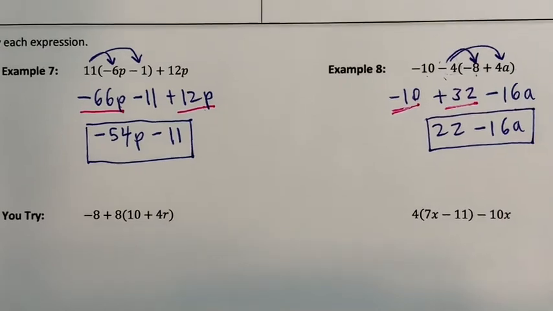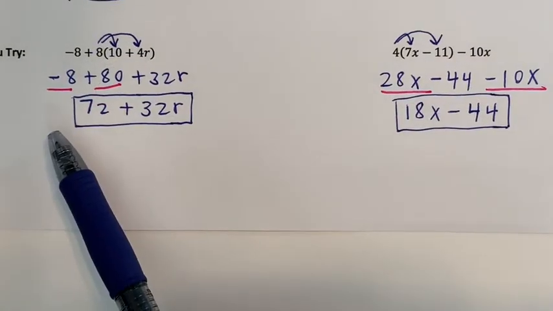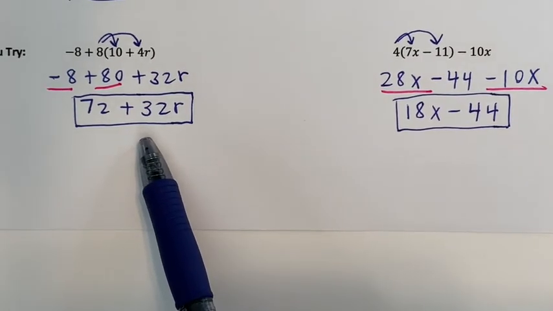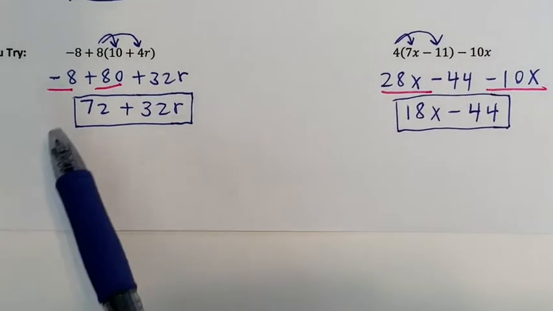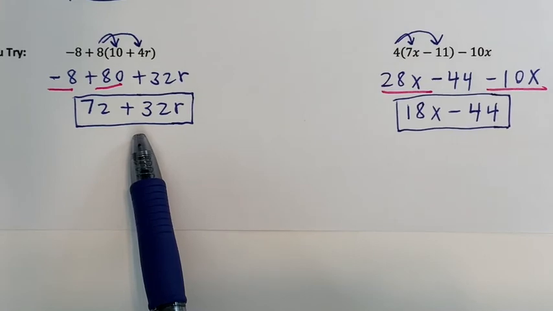This time, pause the video and give these two U-tries a shot. So I provided my work, and then I here have boxed my answers. So first I did the distributive property, I distributed the 8, and then I combined like terms, the negative 8 and the 80. So my final answer for this U-try was 72 plus 32r.